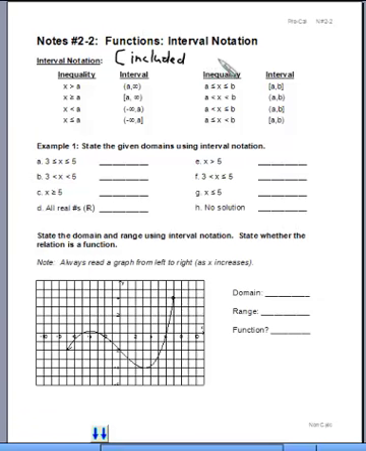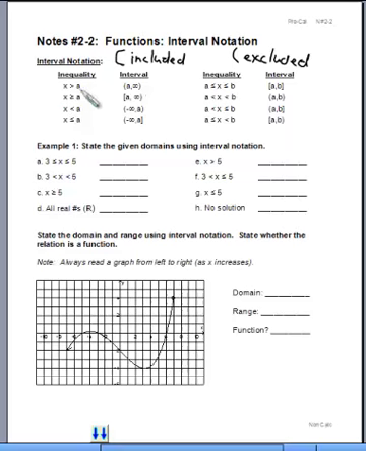If you have a curved bracket like this, that means that the domain or the set of solutions gets very close to that value, but it doesn't include that value. It never gets quite to it. So that'll be your just less than or greater than symbols when you see those. And these are examples here.